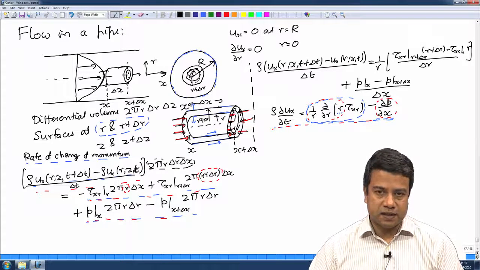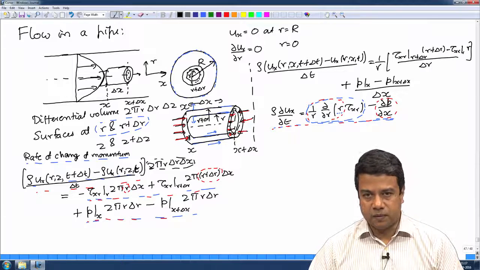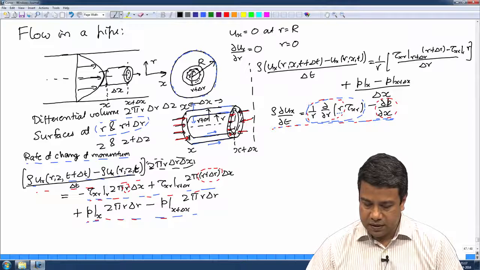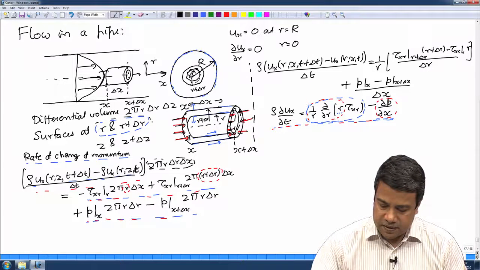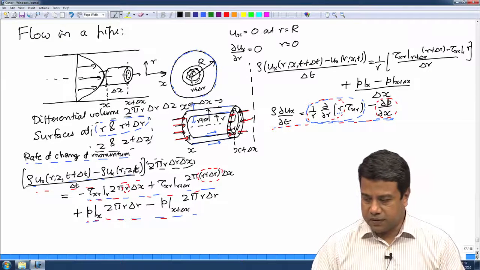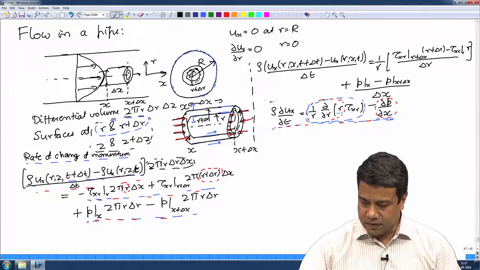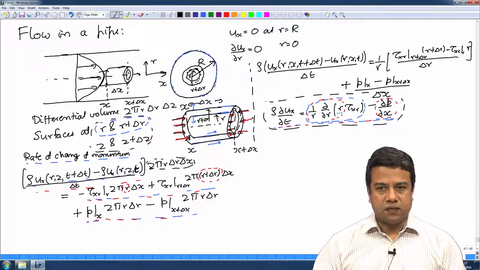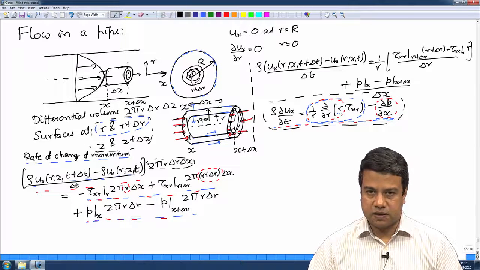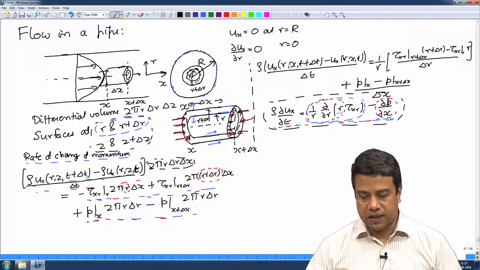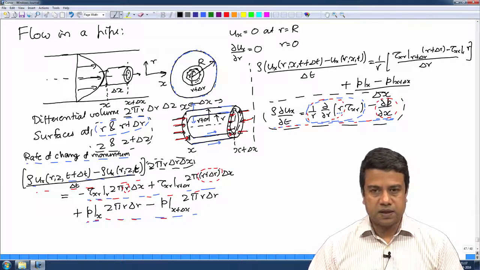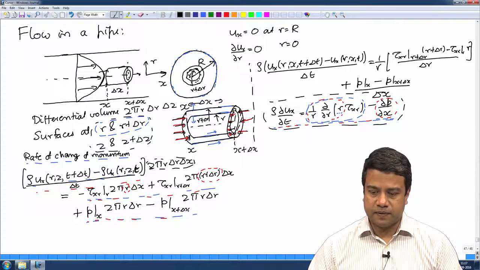For the x momentum, the axial momentum, the momentum along the axis of the pipe, we had chosen surfaces at z and z plus delta z, written down a balance, and finally we had got this balance equation. The new feature here was the pressure. The pressure between the ends of the pipe is different. That is what is driving the flow, the pressure difference between the two ends of the pipe.